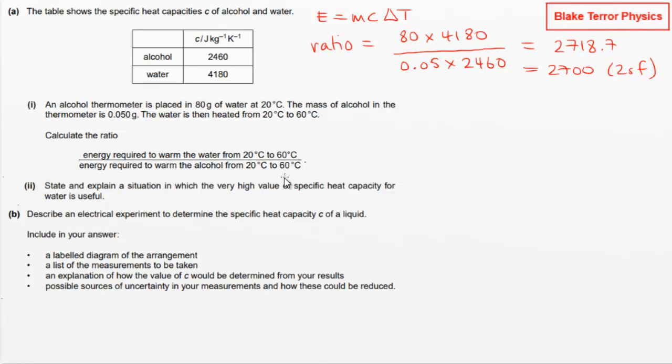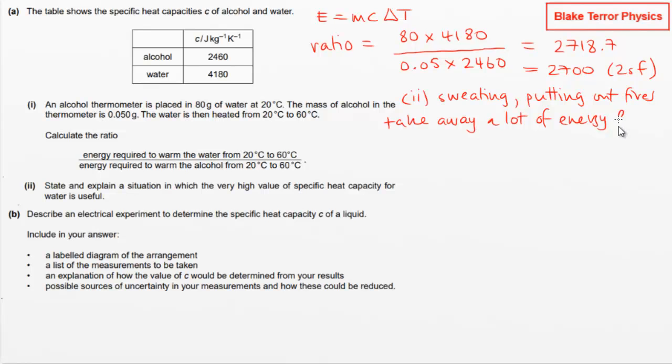State and explain a useful situation in which the very high value of specific heat capacity for water is useful. Right, well, anything where you wanted to take energy away, really. So you could say sweating. You could have, well, putting out fires. I mean, you only want one of these things, because they've only asked for one thing. And the reason is that you can take away a lot of energy for a relatively small change in temperature. Right, that's all good.